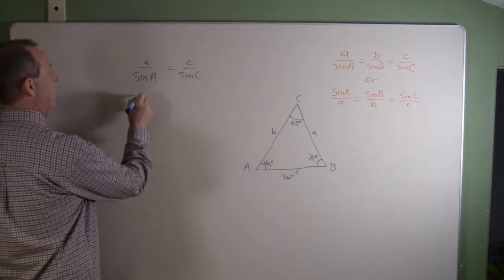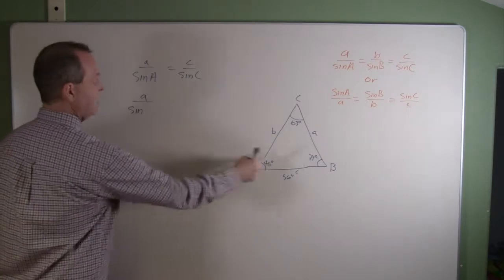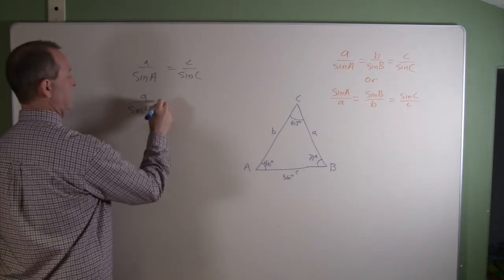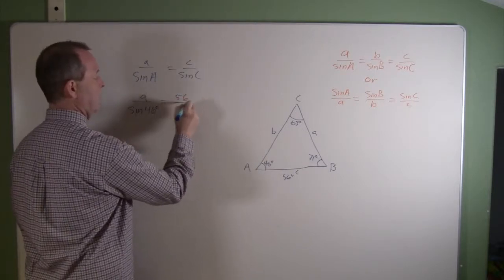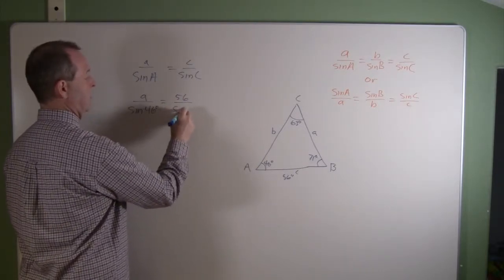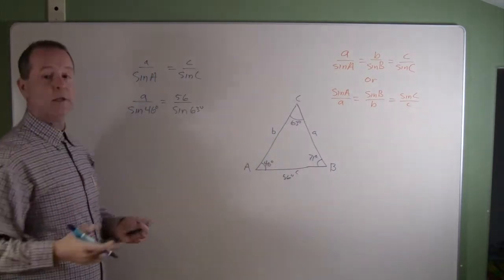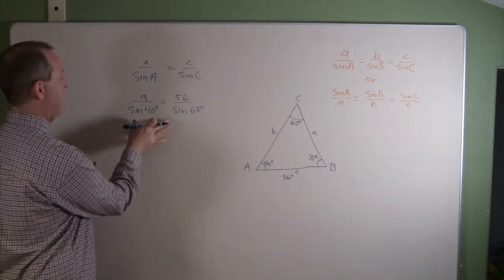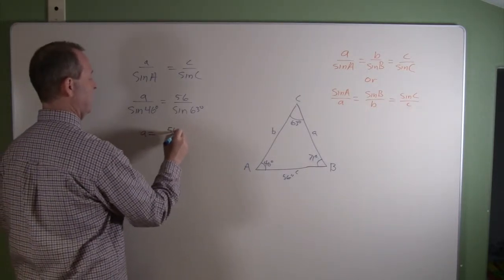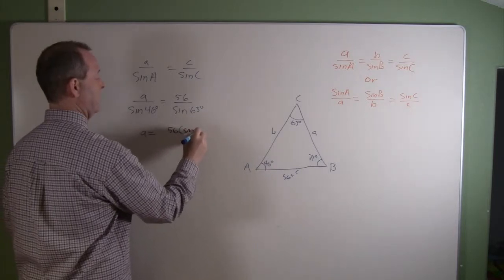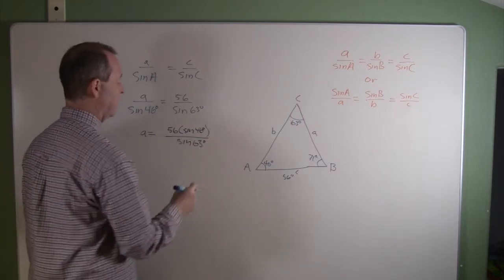So I would have a over the sine of 46 equals c, which is a length of 56, all over the sine of C, which is 63. Solve that equation for a. Basically that means that a will equal 56 times the sine of 46 degrees, all over the sine of 63 degrees.